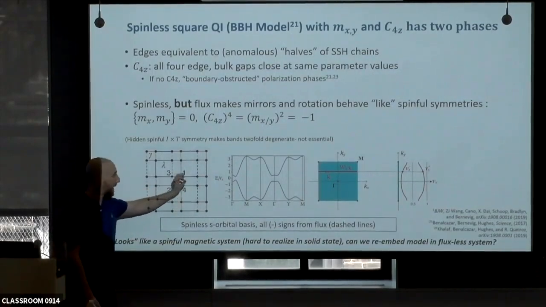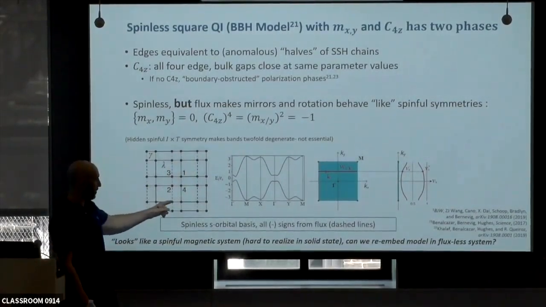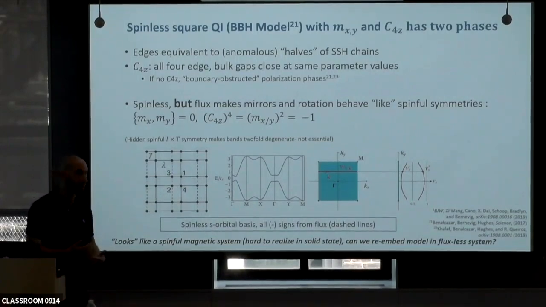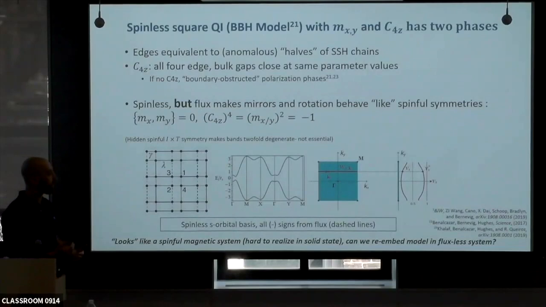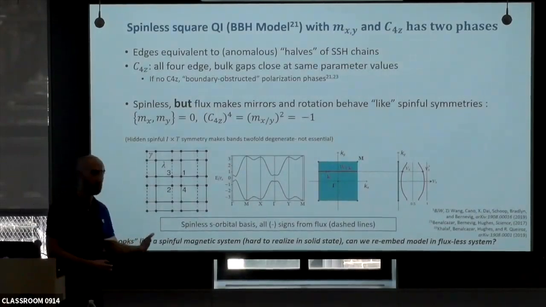But then I thread a pi flux through each of these plaquettes, and so the dashed lines are the ones where I make the gauge, so these get a -1, and I make it C4 symmetric. And if I do this, and I enforce the symmetries that are required, so I have 4-fold rotation and optionally mirror reflection, then I find that while the electrons are spinless, the symmetries act like the electrons are spinful. The mirrors anti-commute, and everything, like C4 to the 4th and mirror squared, is -1.